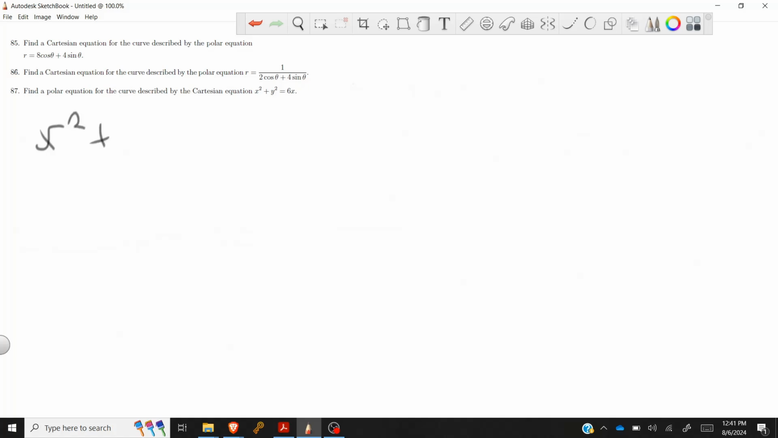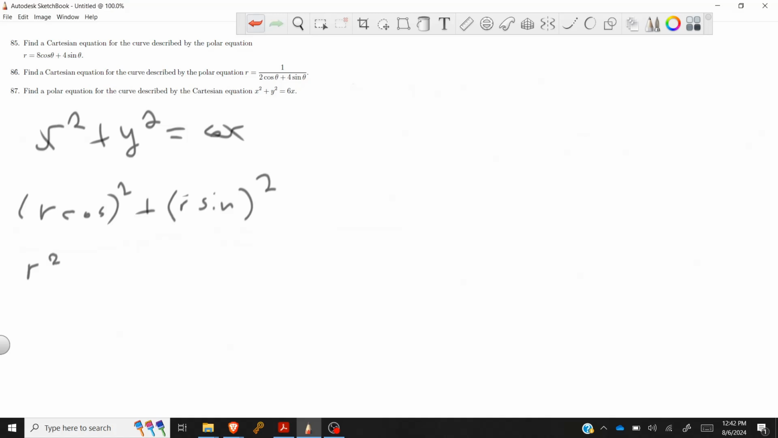So this is the polar equation given, and we want to manipulate it into a Cartesian equation. So how do we approach this one? If we convert x squared into r cosine squared and y squared into r sine squared, then if we multiply this out, this would be r squared cosine squared plus r squared sine squared.